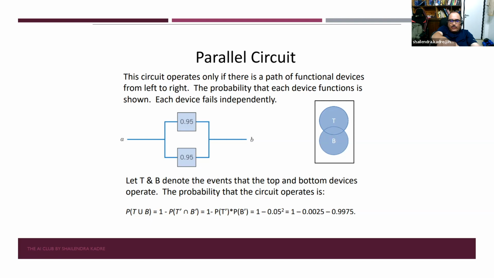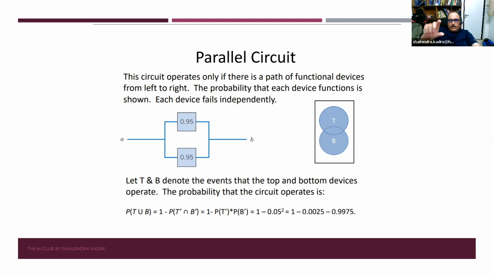I want you to try it from the positive angle, like he has tried from the negative side. He first calculated the probability of failure, and then subtracted it from 1. That's how he has calculated. I want you to try it yourselves. I'll tell you why he has done it like that.